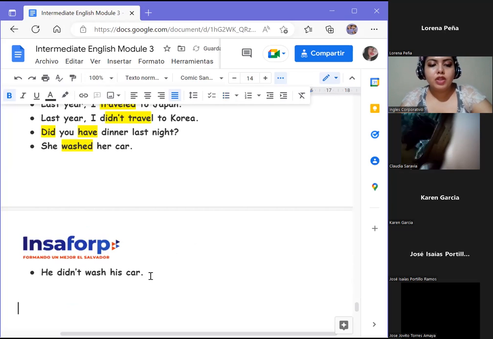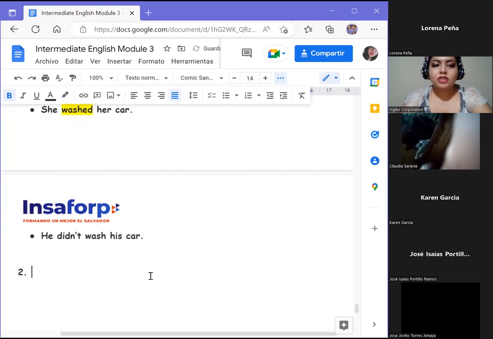Then, what is the use number two for this structure? It says that we are going to use the simple past for a series of completed actions. We're talking about something that finished in the past, but also we are going to use this structure for a series of completed actions.